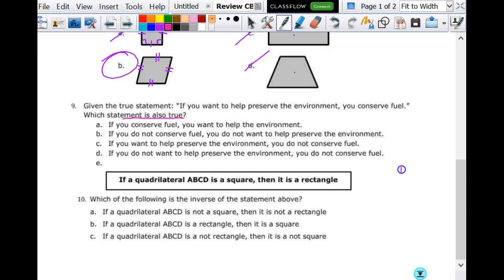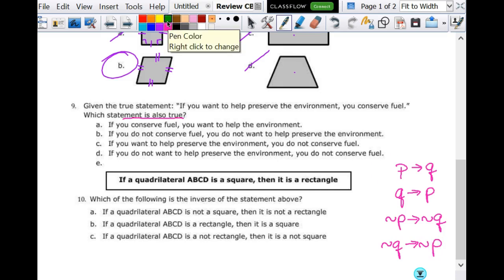So remember, you have a conditional statement, if P, then Q. You have a converse, which is if Q, then P. You have an inverse, which is if not P, then not Q. And you have a contrapositive, which is if not Q, then not P. All right, so those are your 4 different kinds of statements. The logically equivalent statements are these two and these two.